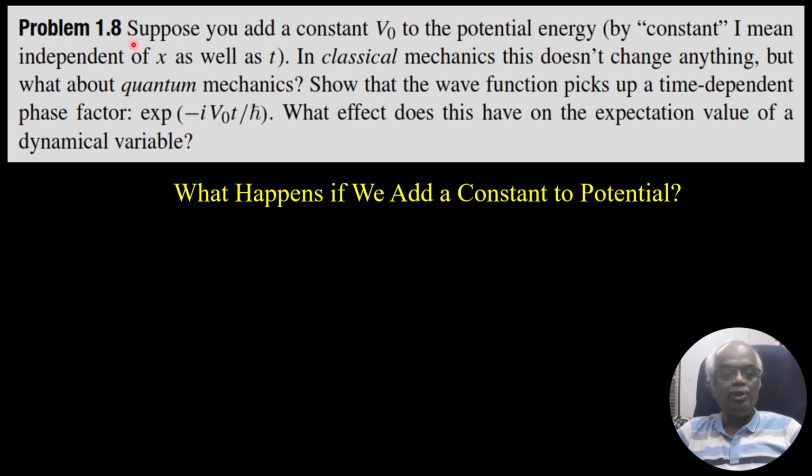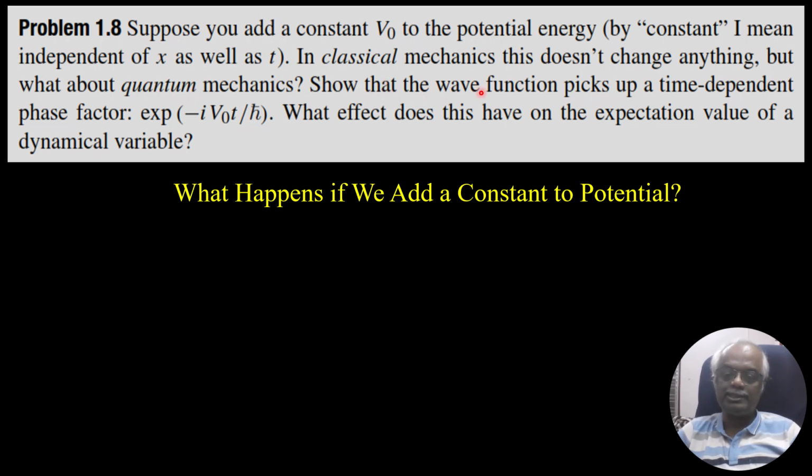Today we are going to solve problem 1.8 of Griffiths, third edition, Introduction to Quantum Mechanics. The problem is: suppose you add a constant V naught to the potential energy. By constant, I mean independent of x and t. In classical mechanics, this does not change anything. But what about quantum mechanics?